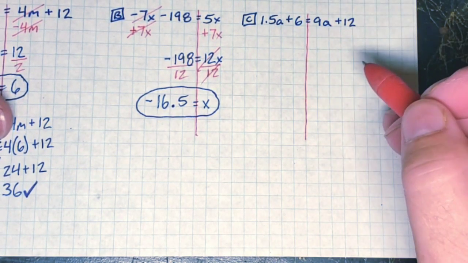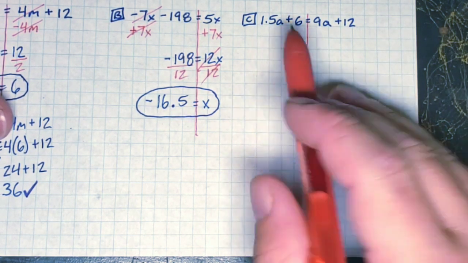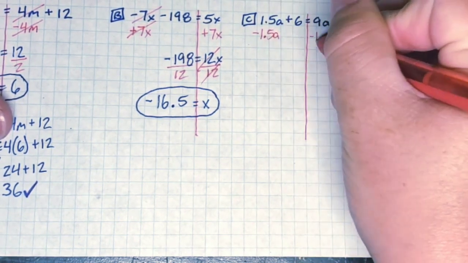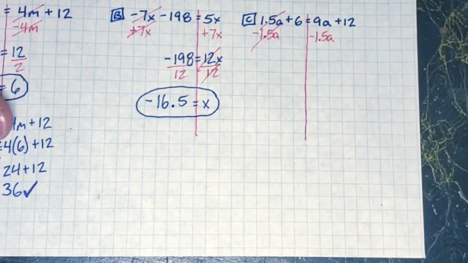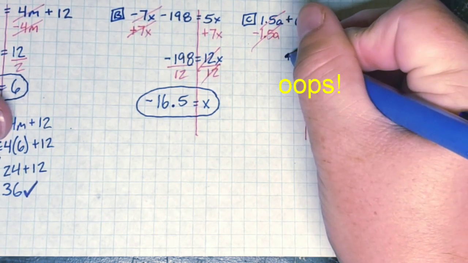Okay, so let's start with the least coefficient. That would be this 1.5. All right, so we're going to subtract 1.5a from both sides. These two cancel out. That leaves plus 6, and we don't even need the plus, do we?